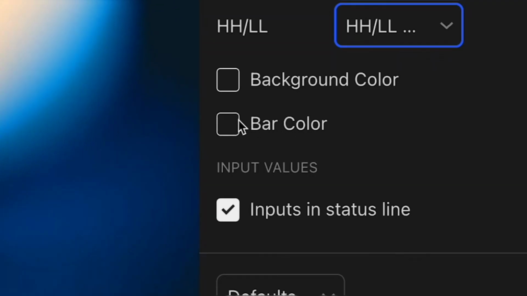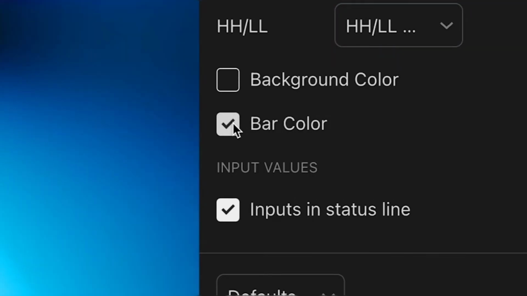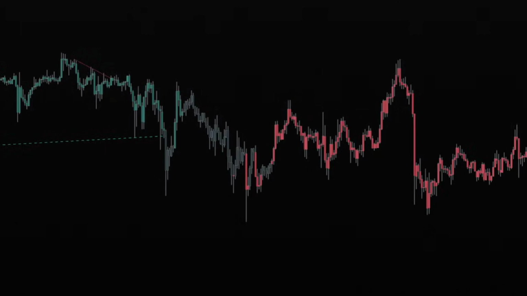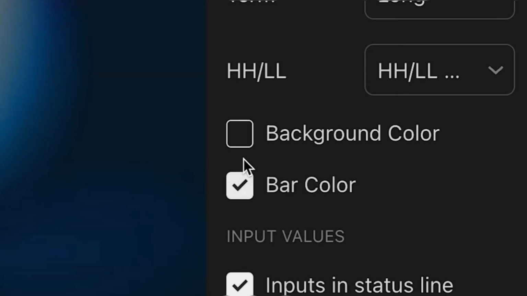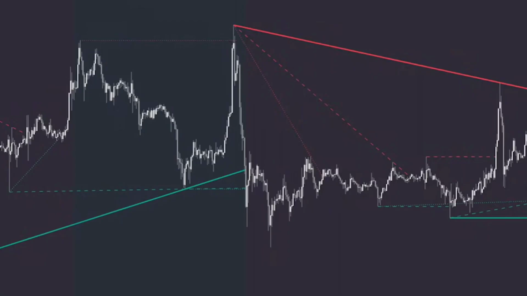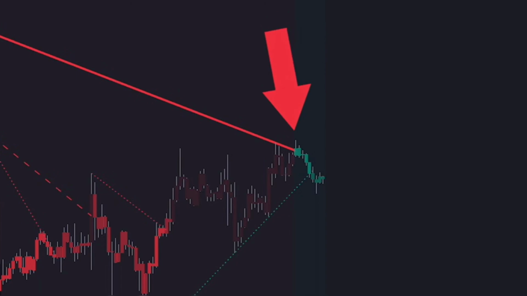And if you like visual clarity, enabling the bar color feature will color the candles based on the trend direction of your selected term, and you can activate a background color that reflects trend bias as well. When a long-term trend line is broken, the background of the chart and the candles themselves will shift color, instantly signaling a major change in market sentiment.